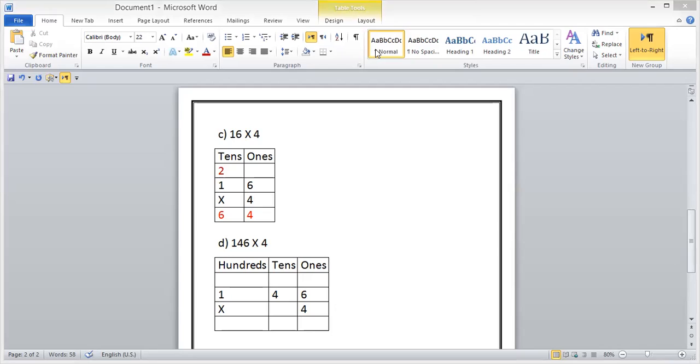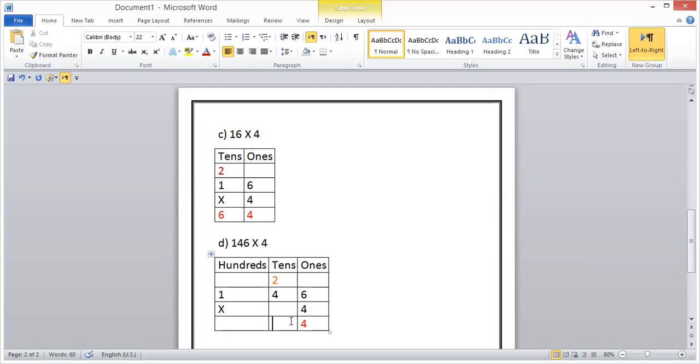Umar Hassan. Yes, sir. Multiply 146 by 4. 4 multiplied by 6 equals what? 24. What should I write here? Write 4 only, and write the 2 right here too. Okay.